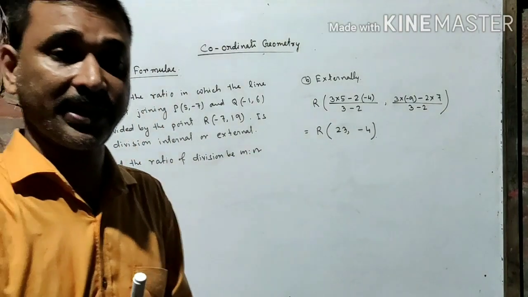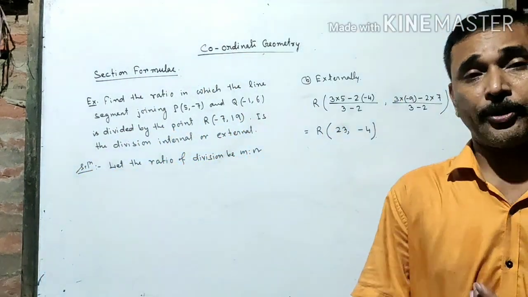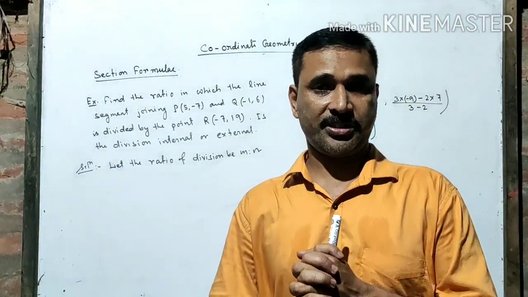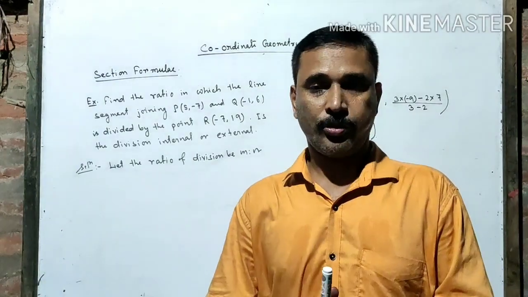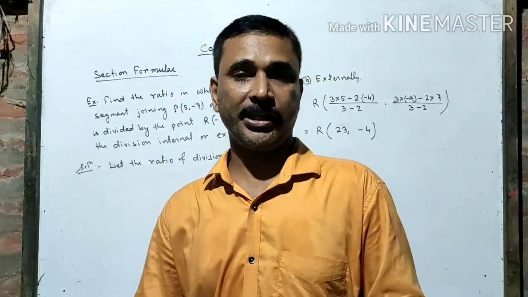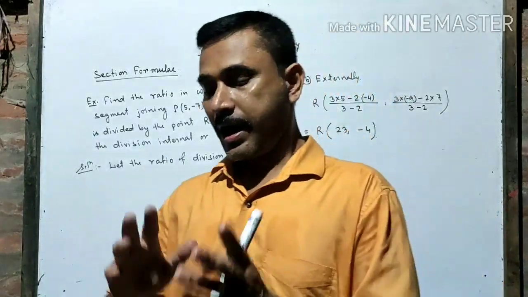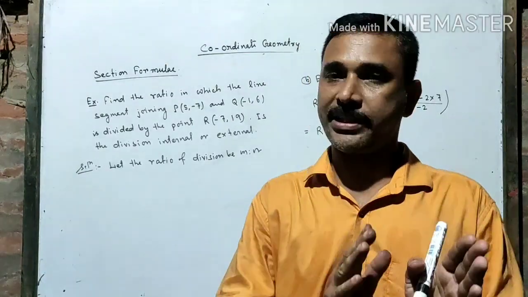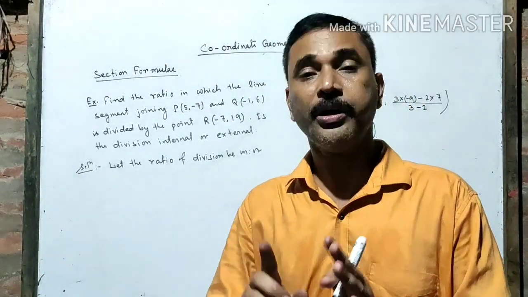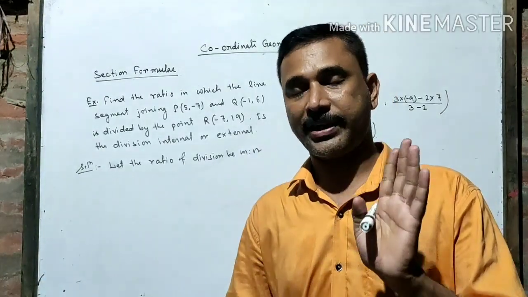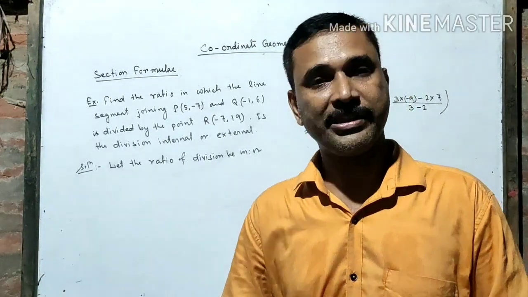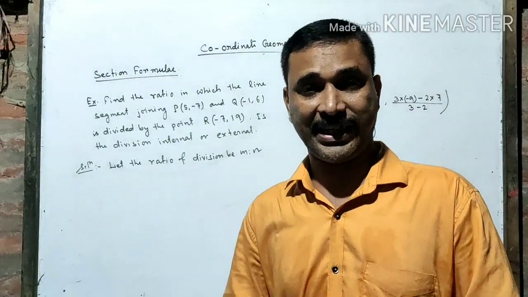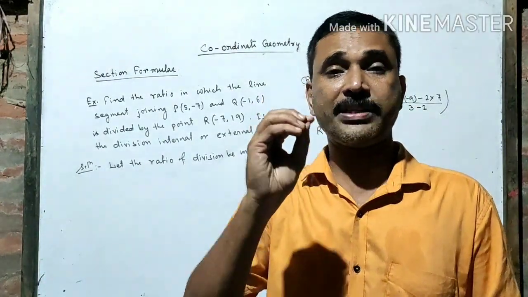Now we have to apply the formula, but we don't know which type of division it is. Is it internal or external? No matter. Without knowing, we will apply it as internal division. We use the internal division formula and, after solving, find the ratio. If the ratio comes out to be positive, then the division is internal. But if the ratio becomes negative on applying the internal division formula, it will mean that the division was external. Okay?